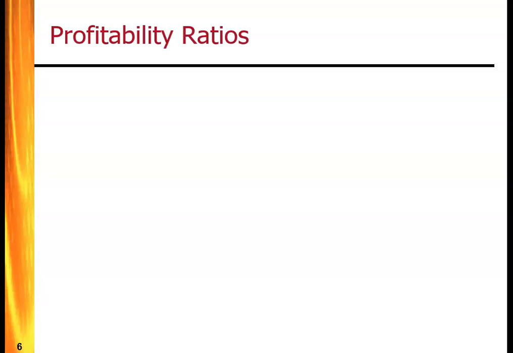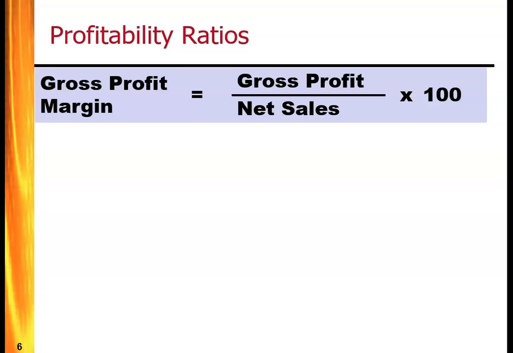Now moving on to the profitability ratios. One of the profitability ratios that you usually calculate is the gross profit margin, or gross profit ratio. The formula is total gross profit divided by net sales and multiplied by 100. Sometimes you do not have the amount of net sales, you only have sales. So you can use the figure of sales instead of net sales.